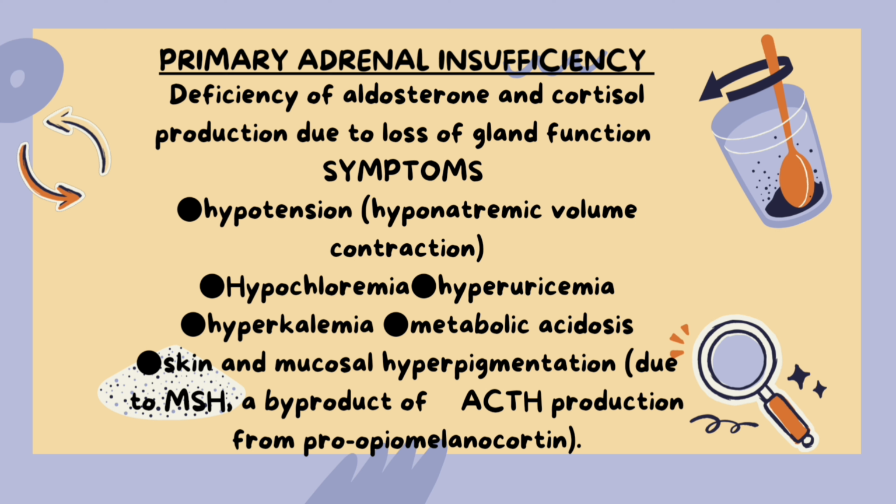The net result is a greatly decreased extracellular fluid volume and hyponatremia, hypochloremia, hyperuricemia, as dehydration occurs due to the lack of aldosterone. Dehydration reduces renal blood flow and glomerular filtration rate, GFR, impairing the kidney's ability to excrete uric acid. Hyperkalemia and metabolic acidosis develop because of failure of potassium and hydrogen ions to be secreted in exchange for sodium reabsorption. Skin and mucosal hyperpigmentation due to melanocyte stimulating hormone, a byproduct of adrenocorticotropic hormone production from proopiomelanocortin.